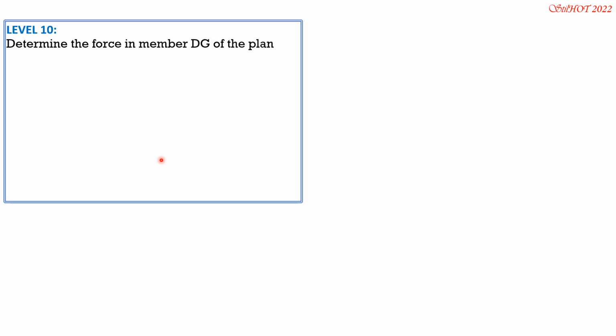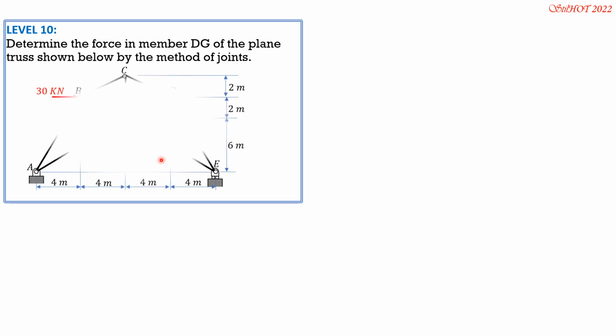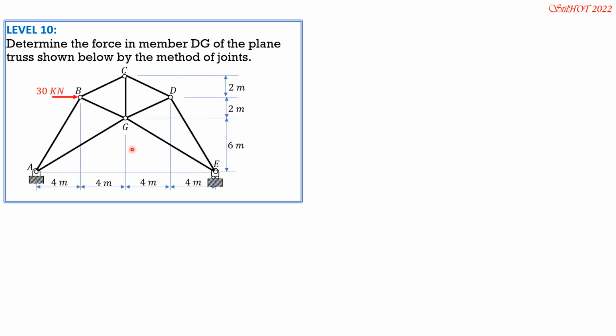Determine the force in member DG of the plane truss shown below by the method of joints. So first, reaction at A, horizontally 30 kilonewtons, obviously, summation forces horizontal. We don't need the vertical reaction at A, we need only vertical reaction at D, so that we can proceed to joint D later. Then finally, we want to solve for the force in member DG. So these are the vertical reactions.